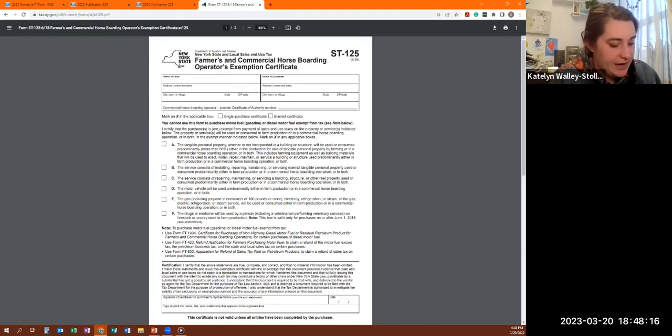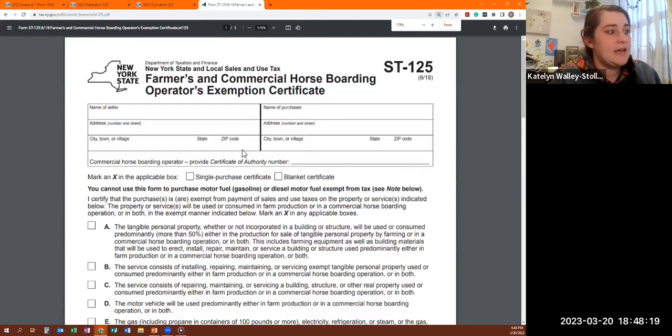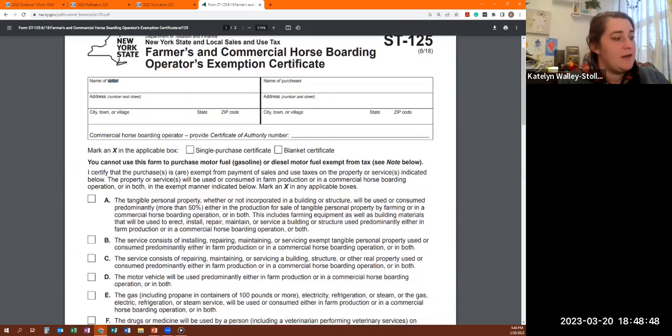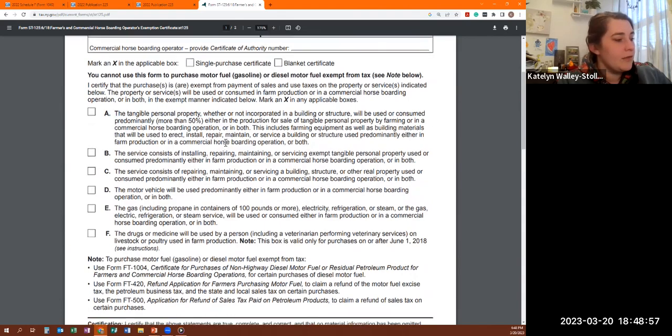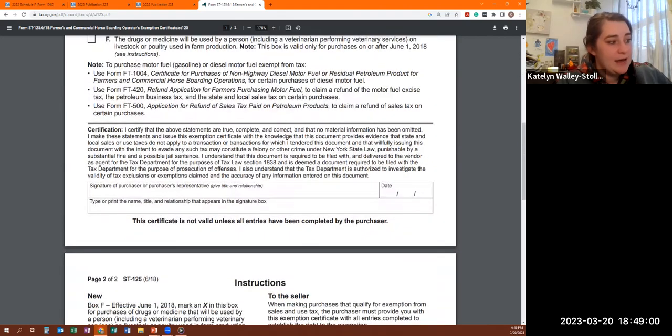The cool part about the ST-125 for New York State is that it's a really easy form to file. You include the vendor's name, so Tractor Supply, and their address, and you include your name, the farm's address, and that's it. So you don't need an EIN. Some businesses will say, well, what's your farm's EIN? You do not need an EIN in New York State. You just need a copy of the ST-125. You select what it's being used for. Most of the time it's being used to purchase tangible property, so feed, equipment. And then at the bottom, you just sign it and print your name.